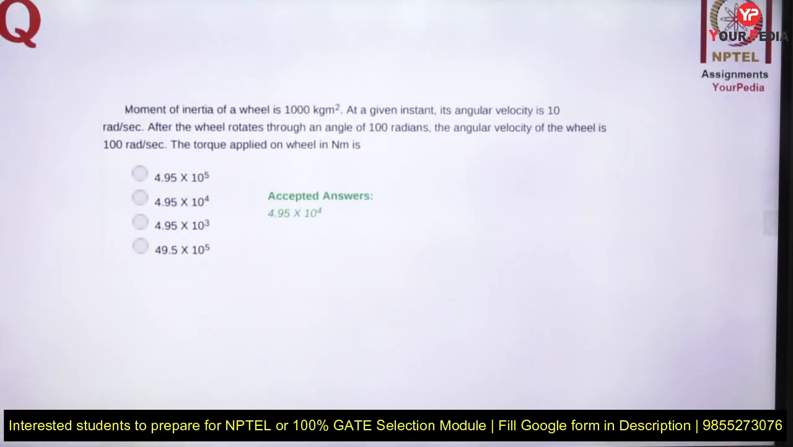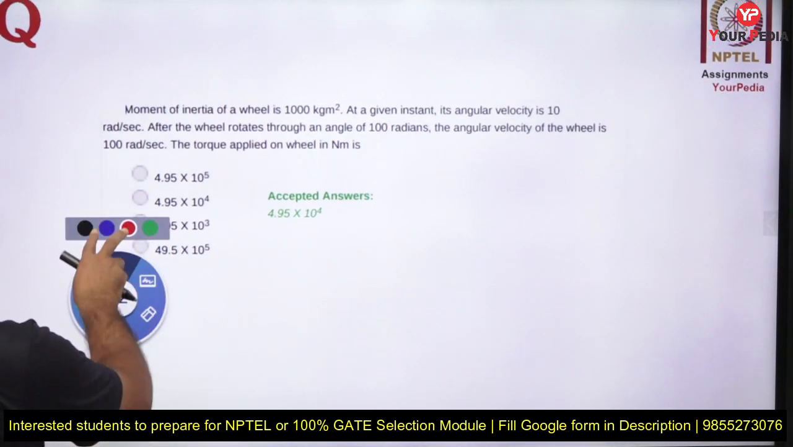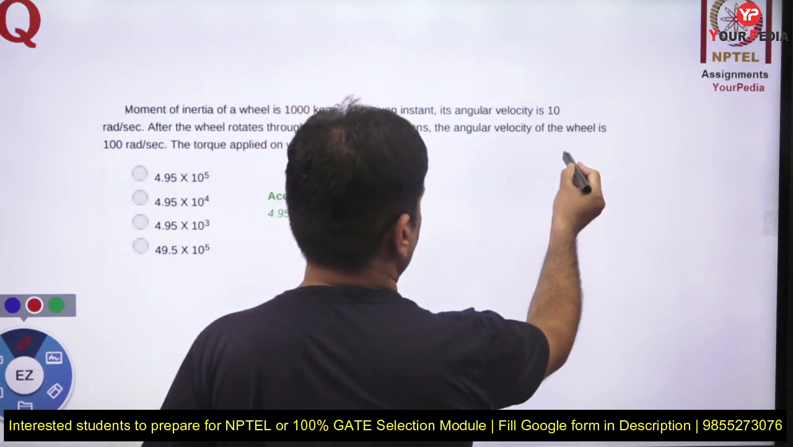A very simple question. The moment of inertia of the wheel is 1000 kg meter square. At a given instant, its angular velocity is 10 radian per second. After the wheel rotates through an angle of 100 radian, the angular velocity of the wheel is 100 radian per second. So what is the torque applied on the wheel in Newton meter? Whenever you get a question related to rotational motion, try to develop the analogy of that and try to solve that question using analogy in linear motion.